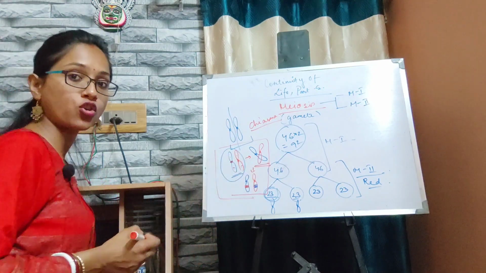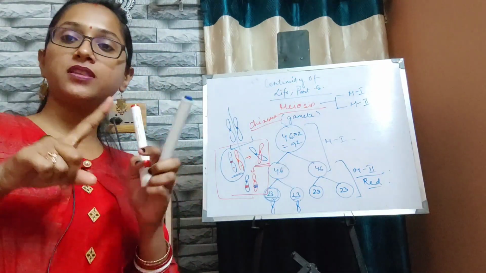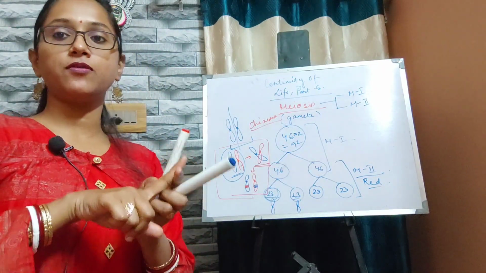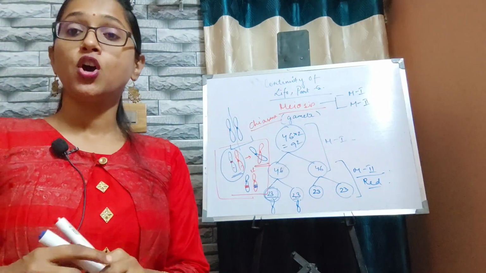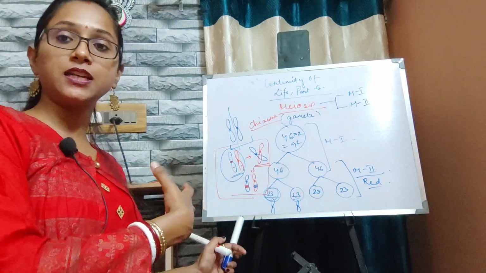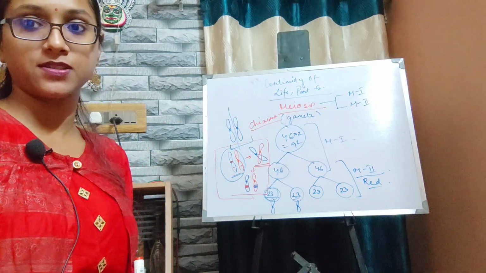But these two, these are the non-sister chromatids. So these non-sister chromatids will pair up with each other and it will give rise to the chiasma formation, which will ultimately lead to the crossing over, that is the exchange of the genetical segments.